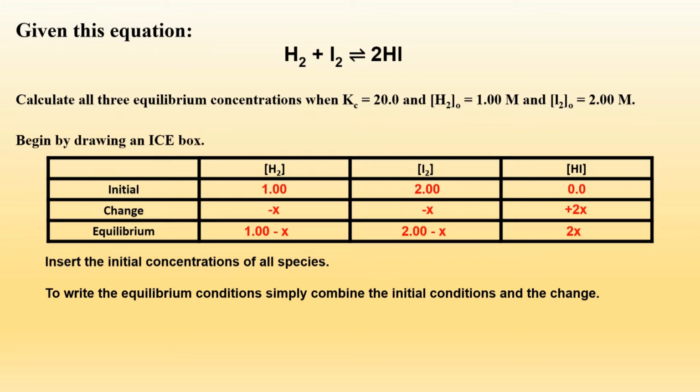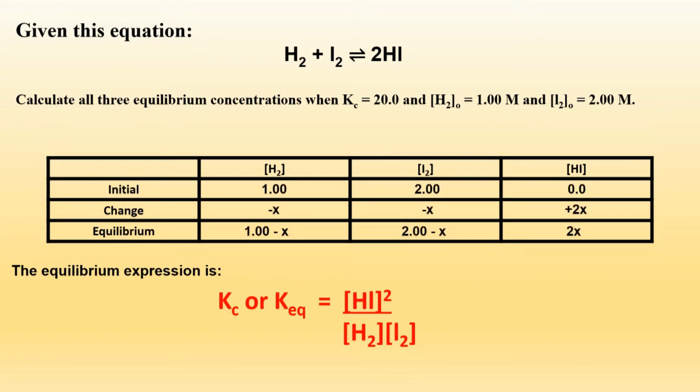To write the equilibrium conditions, simply combine the initial concentrations and the change. So for H2 we get 1.00 minus x, for I2 we get 2.00 minus x, and for HI, of course, we get 2x.